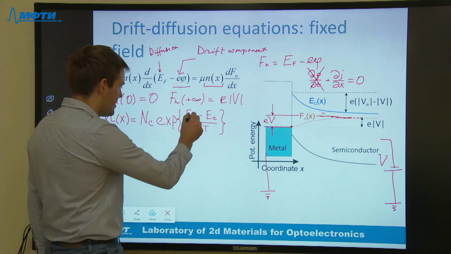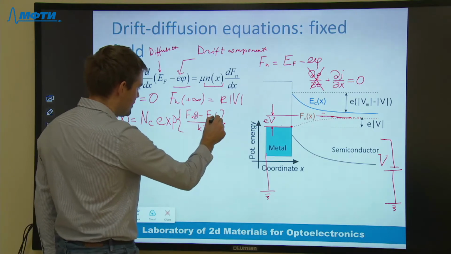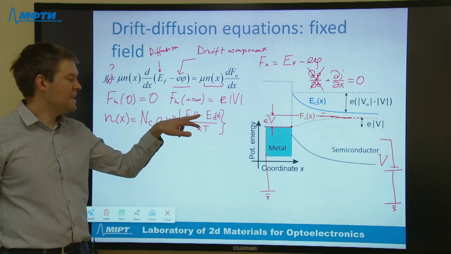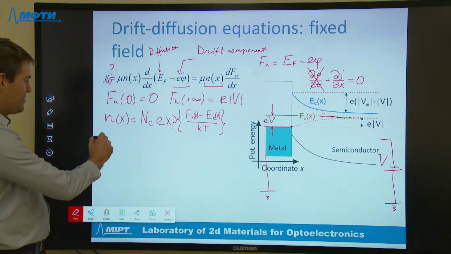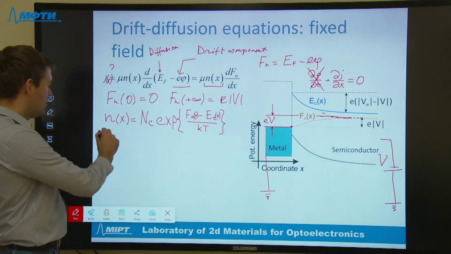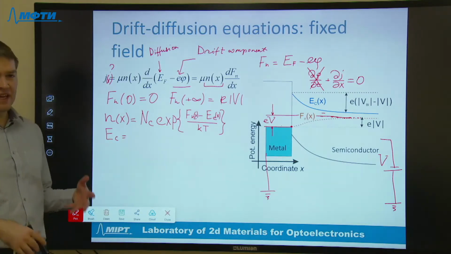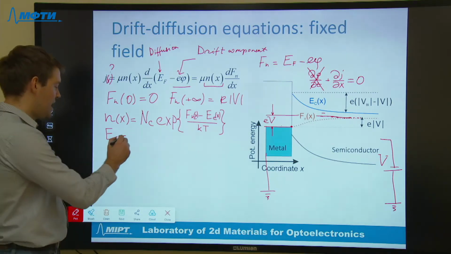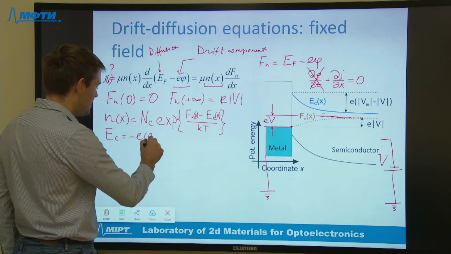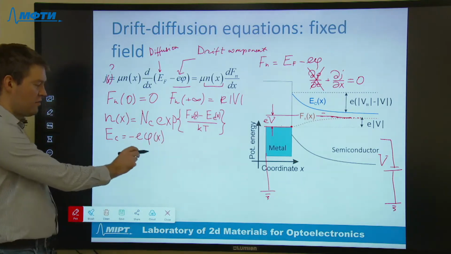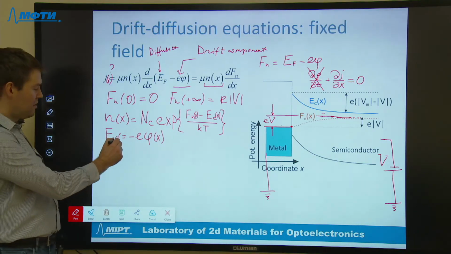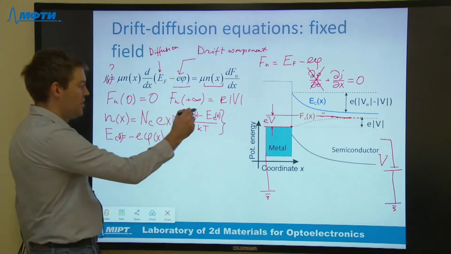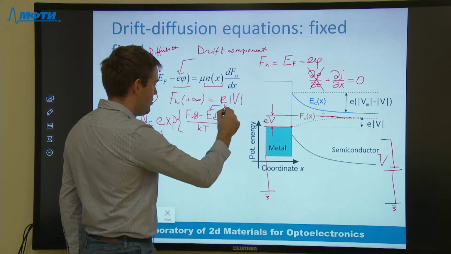So this is a function of coordinate. This is also a function of coordinate. But the position of the conduction band is nothing but the electric potential with opposite sign, because the position of the conduction band is the landscape of the potential energy. So as soon as we assume phi as a known function, then we also know how the energy of the conduction band evolves. So this is a known thing.